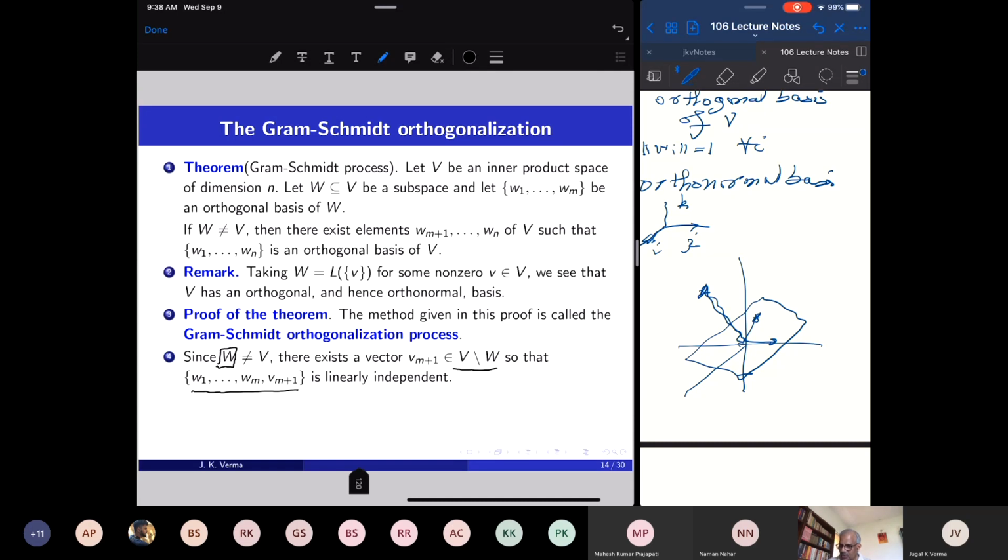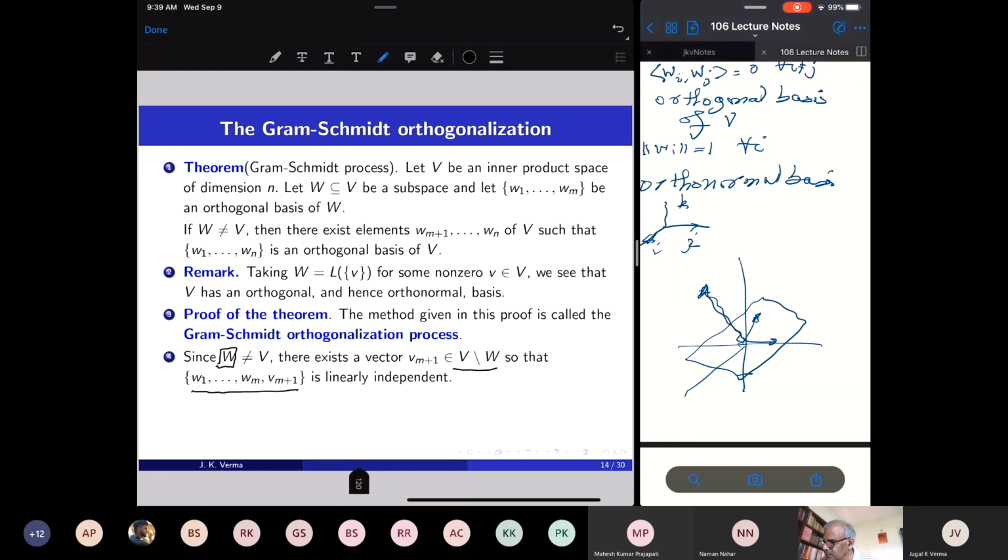So it will form a subspace of dimension m plus 1, but this may not be orthogonal. Right? V_{m+1} may not be perpendicular to these W_i's. The W_i's themselves are perpendicular to each other, but V_{m+1} may not be perpendicular to W_1 up to W_m, and so we would like to modify V_{m+1} to get a set of mutually perpendicular m plus 1 vectors. So here we use this idea of projection.